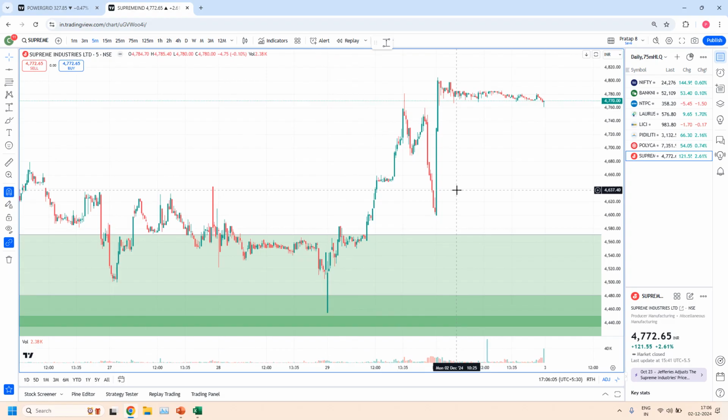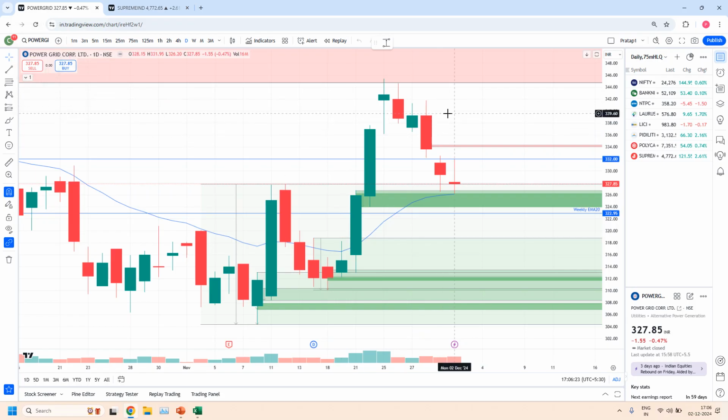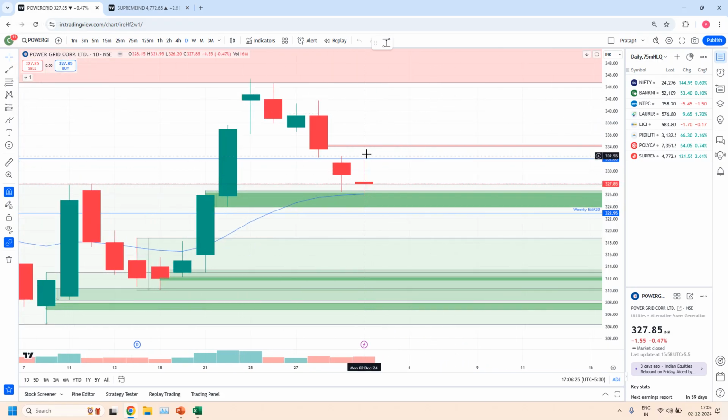So these are the high liquidity zone analysis, and most importantly the one we are looking for is the one I explained about, POWERGRID, in lesson 27. Lesson 27 was released yesterday. Whoever looked into this stock today would have got a good profit.